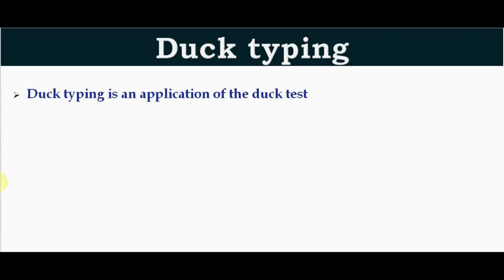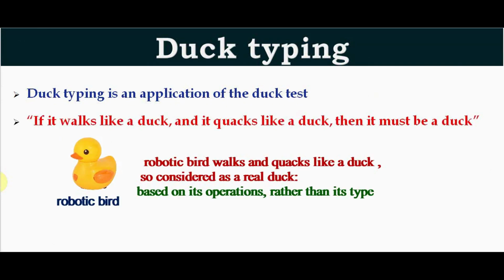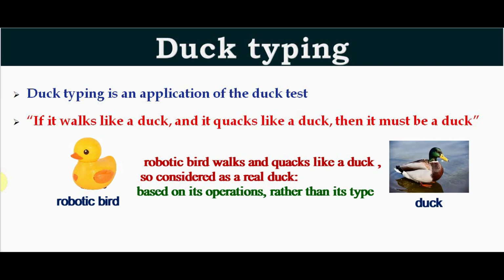Okay, the last type is the duck typing philosophy. Duck typing is actually an application of the duck test. What does that duck test mean? This duck test implies that a person can identify an unknown subject by observing that subject's habitual characteristics. So it goes by the saying, if it walks like a duck and it quacks like a duck, then it must be a duck.